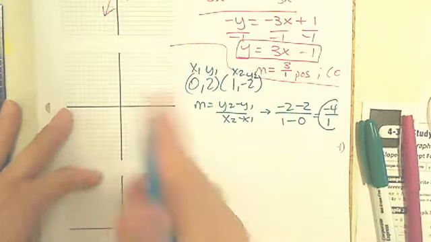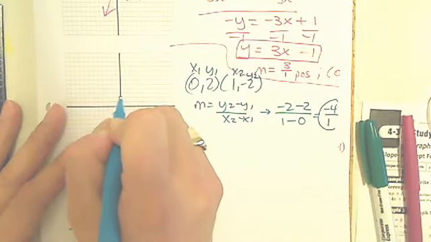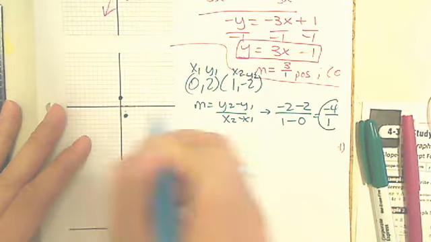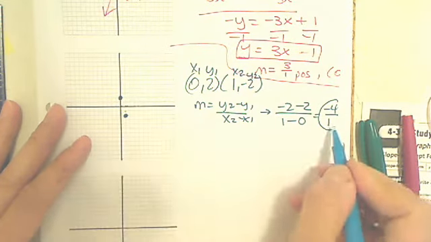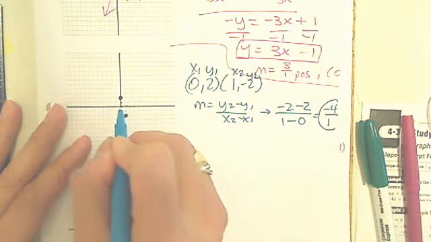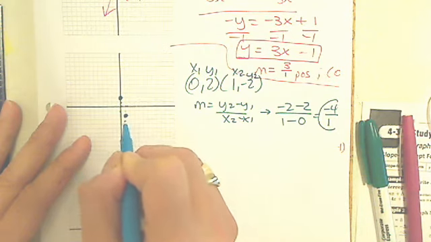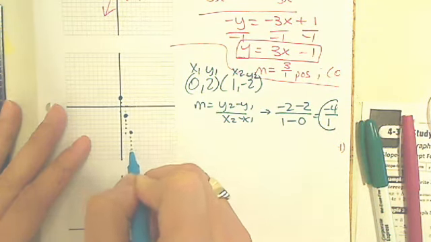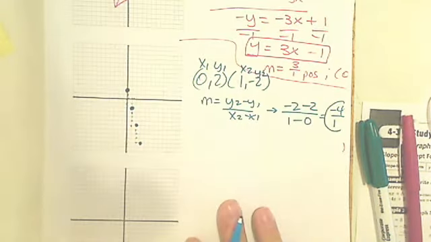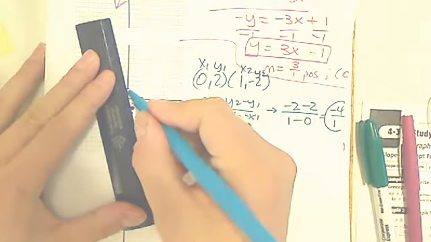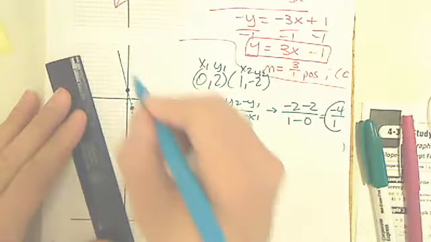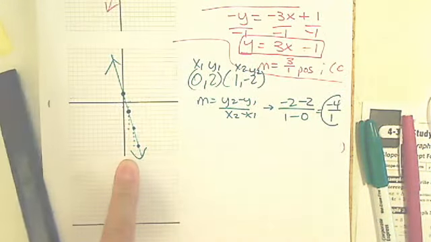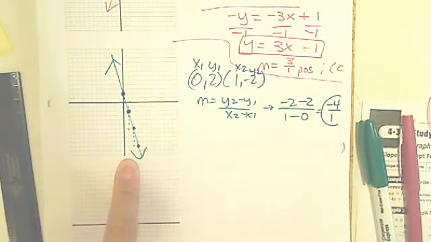So then I know I have to graph 0, positive 2 here, and 1, negative 2. So I graph those points on here. The slope confirms it. Down 1, down 2, down 3, down 4 over 1. It's a very steep slope. Now, my challenge to you is, what is the equation?